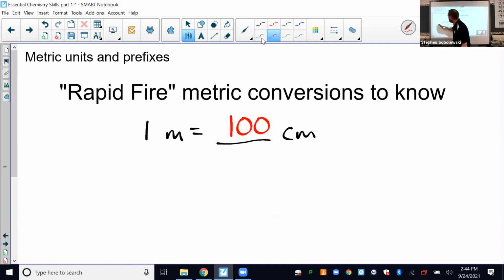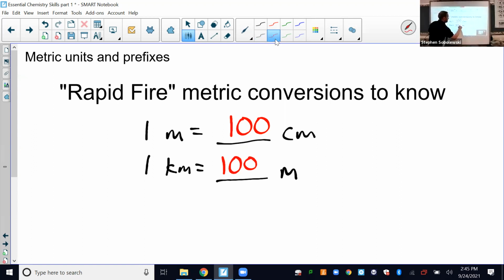Another rapid fire conversion to know would be kilometer. So what is a kilometer? Well, it's 1,000 meters. So 1 kilometer is 1,000 meters. What else do we know quickly? Millimeters. That's a common one as well. Millimeters are very small. So the smaller the unit, the bigger the number. The bigger the unit, the smaller the number.